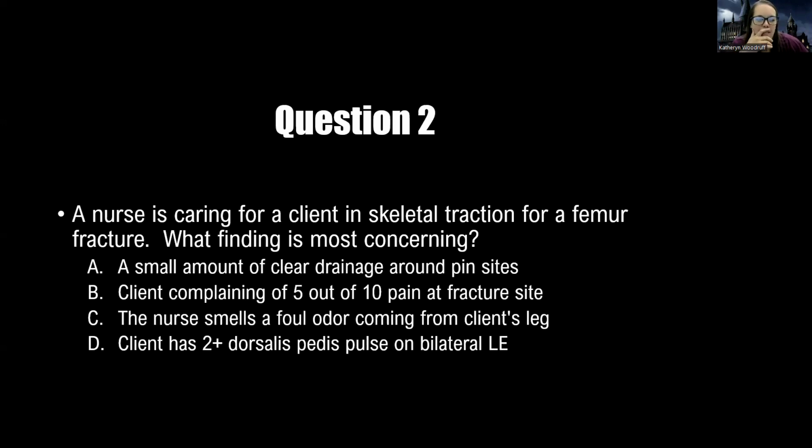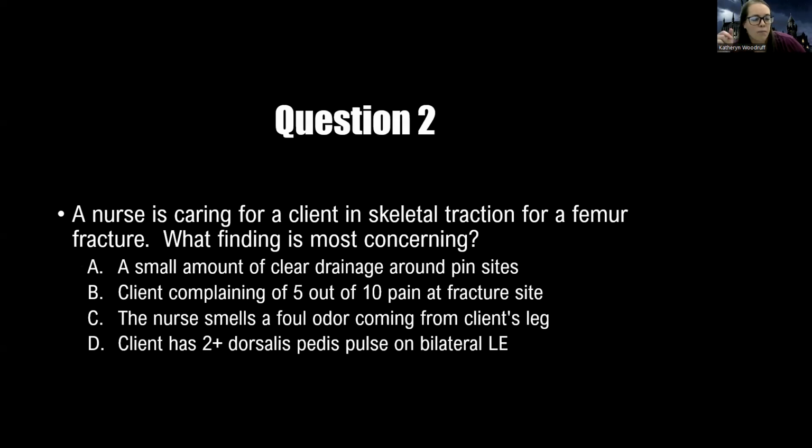So answer choice A says a small amount of clear drainage around pin sites. What I can do as I'm reading these is, because I have to know about skeletal traction, it's a fracture, okay, but really this question's asking about skeletal traction. So I can also think about, let's say I didn't know that much about skeletal traction, which of these sounds the scariest? I can also use that. So first we have clear drainage around the pin sites. Well, they have some drainage, but it's clear. I like that. It's not purulent or yucky or anything like that.